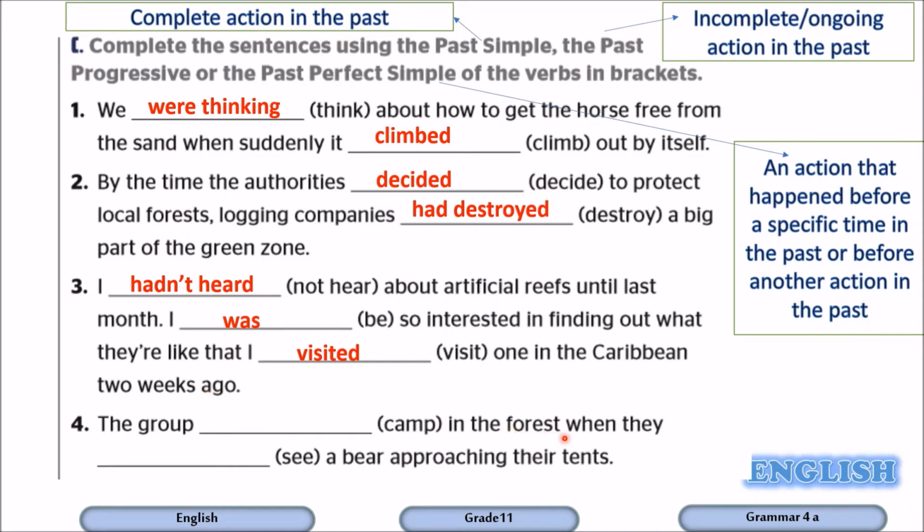The group camp in the forest when they see a bear approaching their tents. When they see a bear. So we have "when" here to relate two actions. One is interrupted. The group was or were camping. It depends if you refer to one single group or to the members of the group. So you can say either was or were. When they see a bear approaching, so this suddenly happened when they saw. So the bear here interrupted the group.